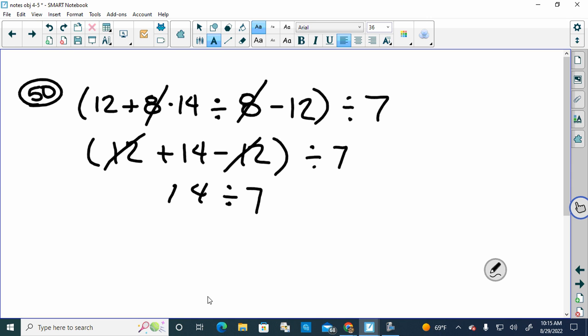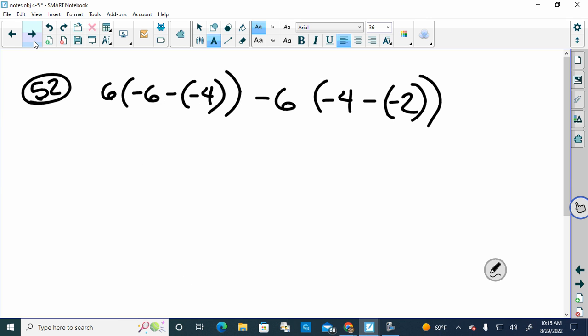Okay, next one. 52. Parentheses inside of parentheses. Okay, so 6 parentheses, -6, minus, and then a parentheses, -4, end your parentheses, end your parentheses. And then a -6, parentheses, -4, minus, parentheses, -2, end your parentheses, end your parentheses.